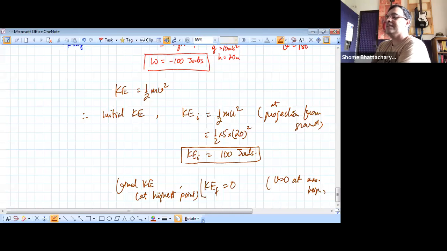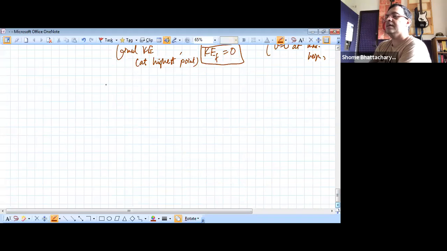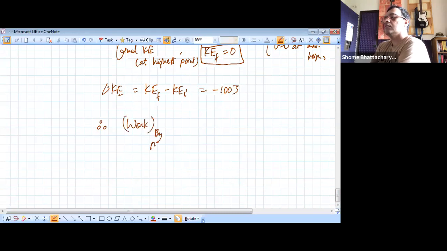Okay. So the final kinetic energy is 0. So therefore, what is the change in kinetic energy? Delta KE, the change, is the final value of kinetic energy minus the initial value of kinetic energy. So it is minus 100 joules, and therefore the work done by gravity in this case is equal to the change in kinetic energy, because nothing else is doing work on the body.